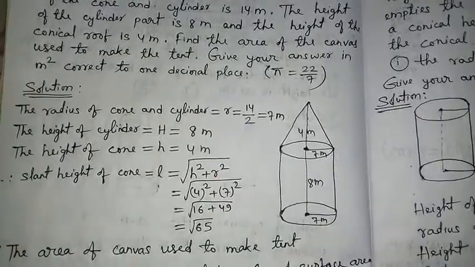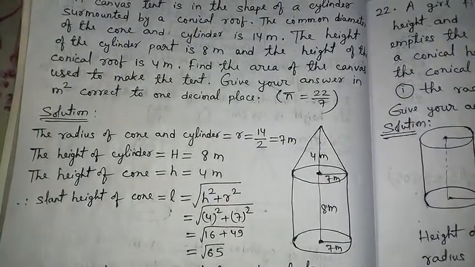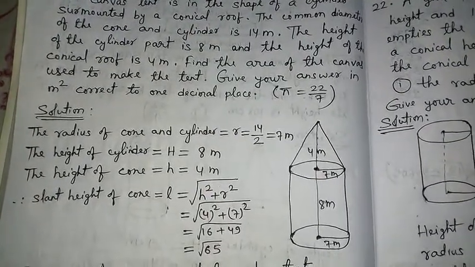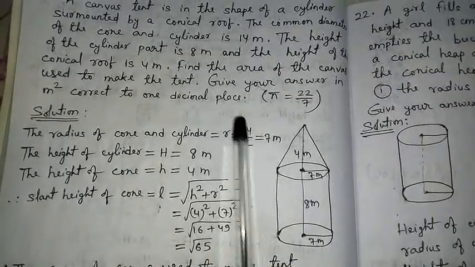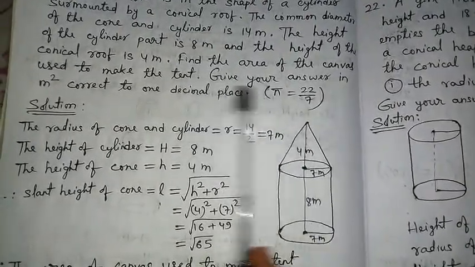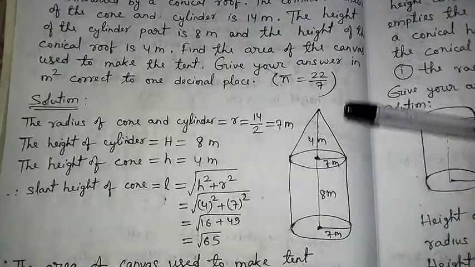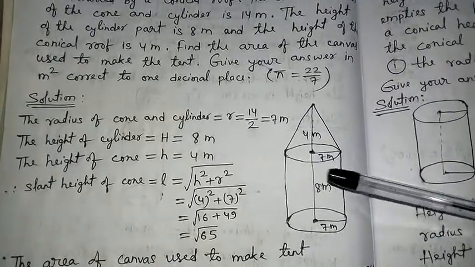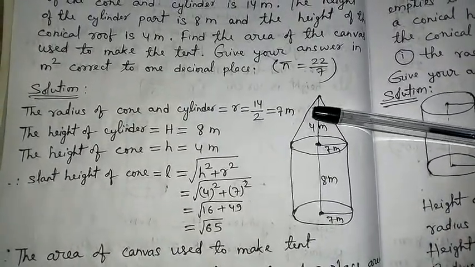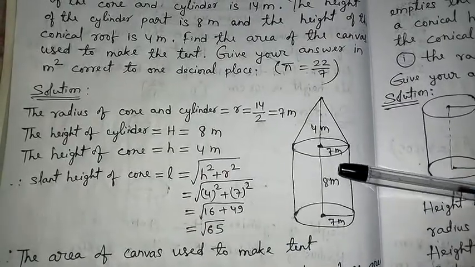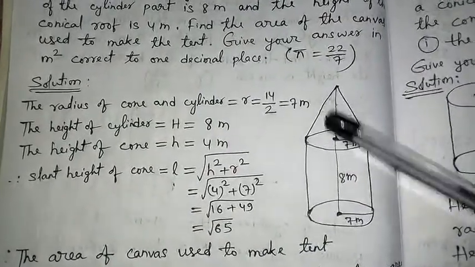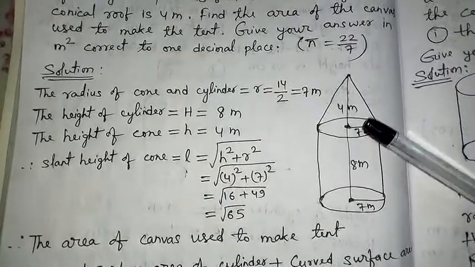You can write here in the diagram itself. Now next, the question is saying find the area of canvas used to make the tent. So you have to find the area of canvas. Everything, cylindrical part plus the conical part, all are made with canvas, that is tarpaulin we say. So everything is tarpaulin, so you have to find the area.